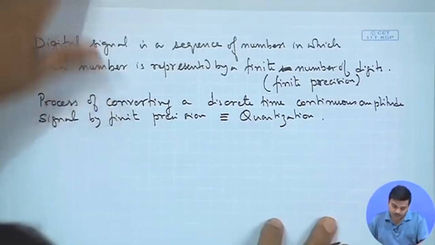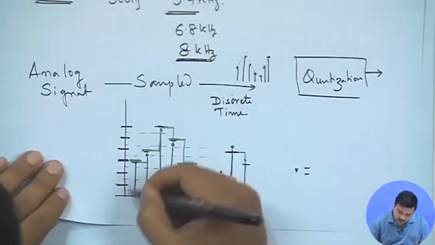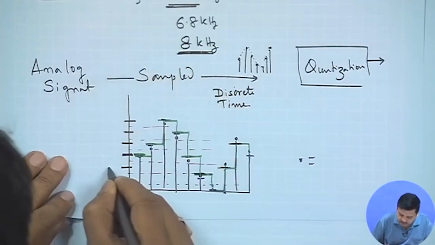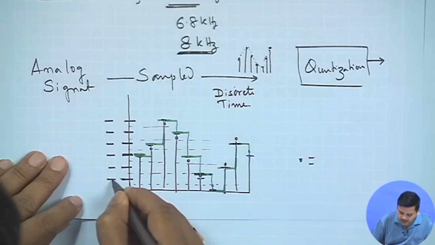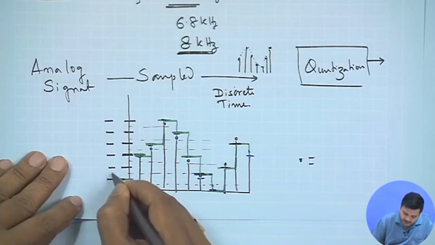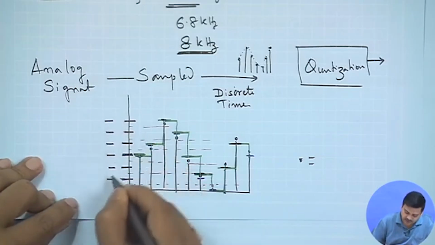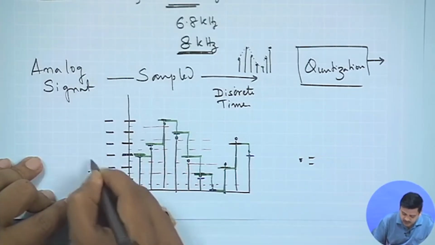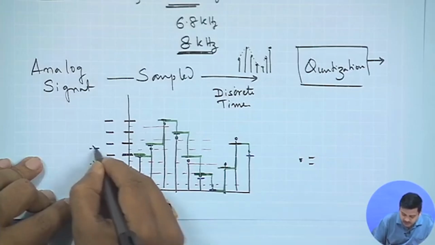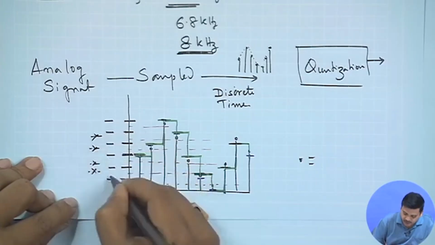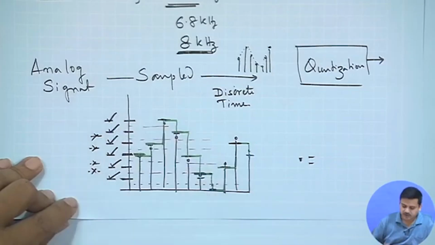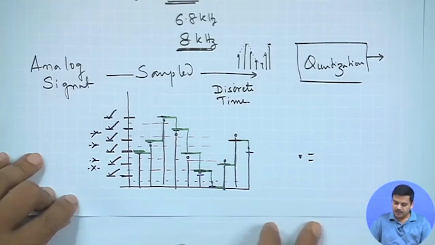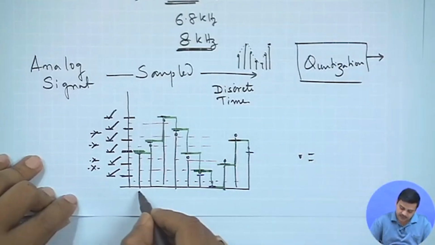So, that means instead of having continuous values, you have quanta, which is a size. So, a value can take only one of these levels. It cannot take any value here, it cannot take this value, it cannot take this value, it can take only this value or this value or this value or this value. So, what we have now at the end of quantization is discrete time.